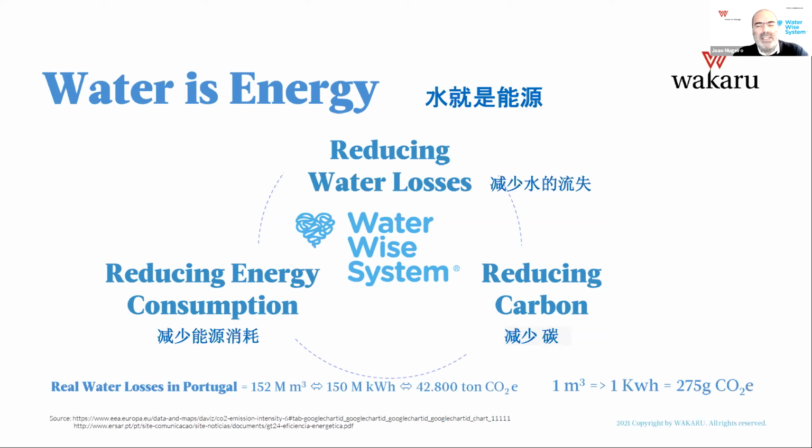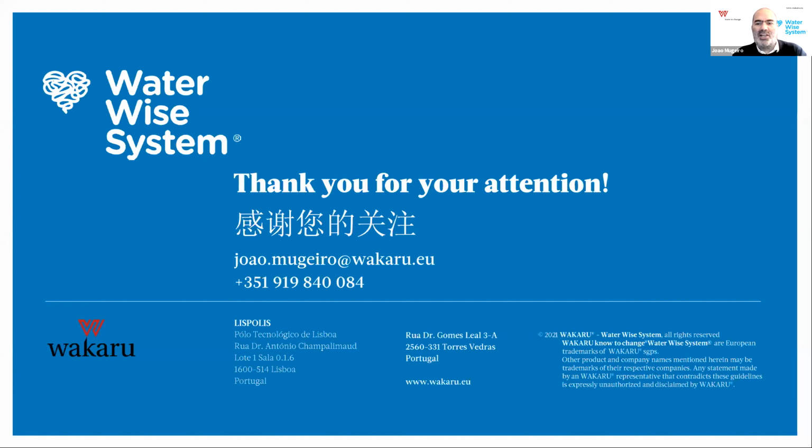So we really have to tackle this challenge: on one side, you have water scarcity, on the other side, you have water wastage, you have increasing needs for water, and we have increasing needs for reducing carbon. So we really have to work on reducing water losses. And for that, you need to understand better what's happening in your urban water cycle. In your company, you have the data, you have to work with that. And that's why we've developed Waterwise System. Thank you so much for your attention.